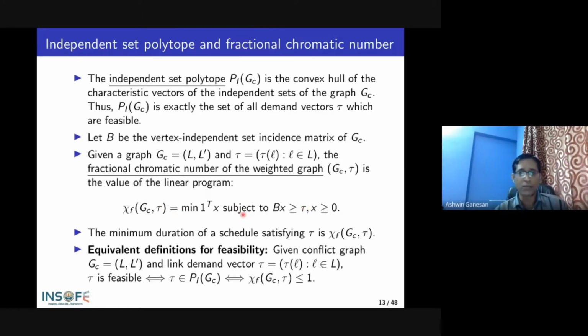If you make tau an integer-valued vector, and you put the additional constraint that x must be integer valued, then the value of the linear program is actually the chromatic number. And when you drop the constraint that x must be integer valued, you get the fractional chromatic number. Because you've dropped the constraint that x has to be integral, your feasible set is larger, and so your minimum is smaller. So the fractional chromatic number is always less than or equal to the chromatic number. And determining whether tau is feasible is equivalent to determining whether the fractional chromatic number of the graph is less than or equal to 1.